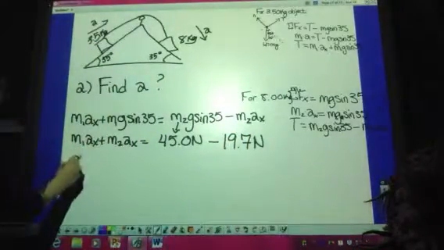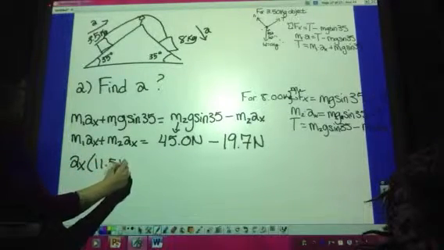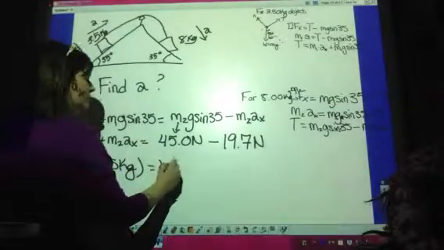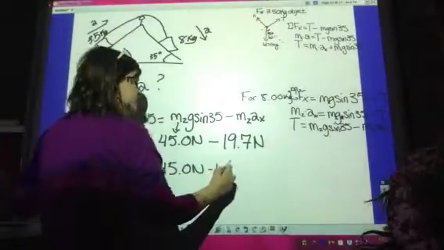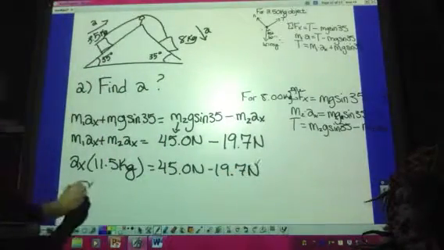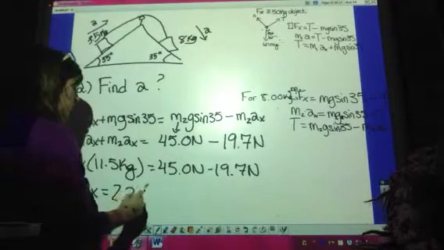I could factor out ax, so ax, and then my combined mass would be 11.5 kilograms equals my 45 newtons minus 19.7 newtons. So if I take that divided by 11.5, I'll get my acceleration. We should get that to be 2.2.